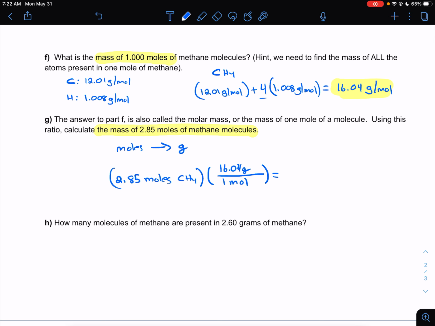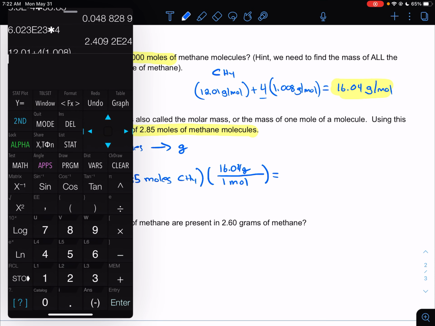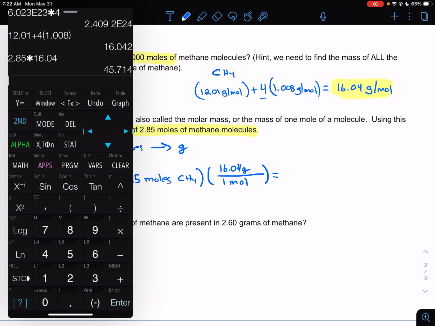So we can multiply that out and determine the mass. So 2.85 times 16.04 equals 45.7 grams.